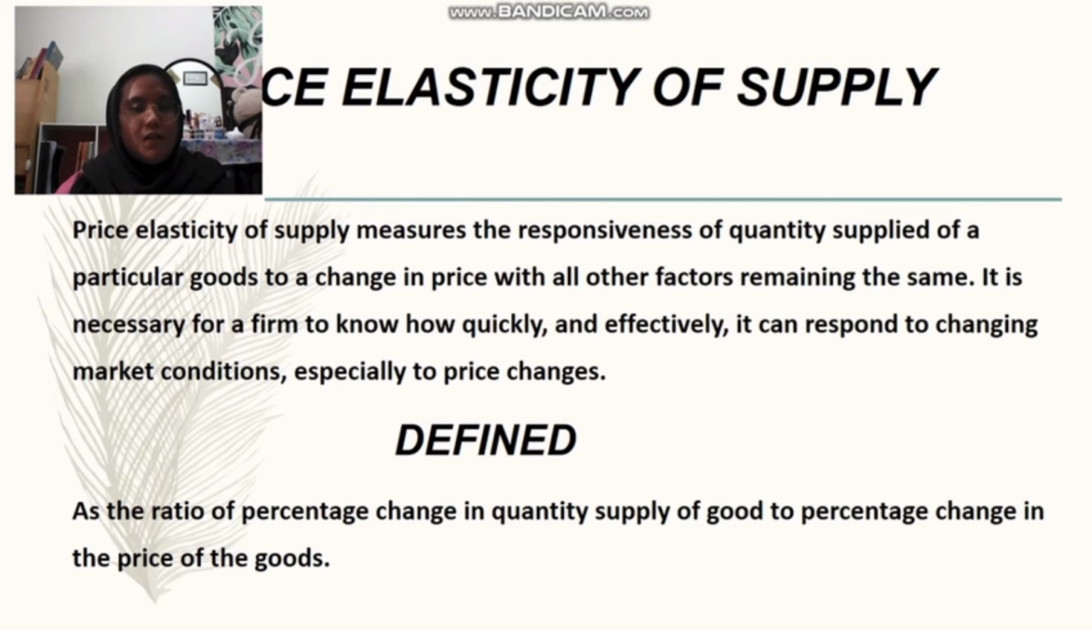Price elasticity of supply is a measure of the responsiveness of the quantity supplied of a particular good to a change in price, with all other factors remaining the same. It is necessary for a firm to know how quickly and effectively it can respond to changing market conditions, especially to price change. Price elasticity of supply can also be defined as the ratio of the percentage change in quantity supplied of a good to the percentage change in the price of the good.